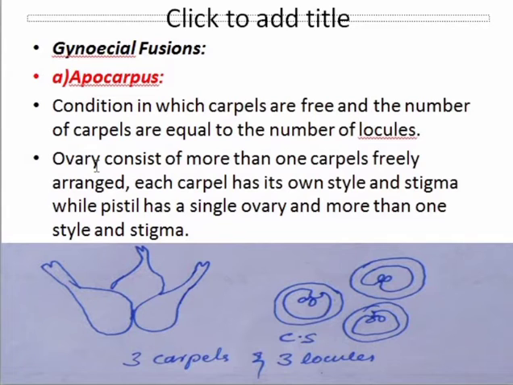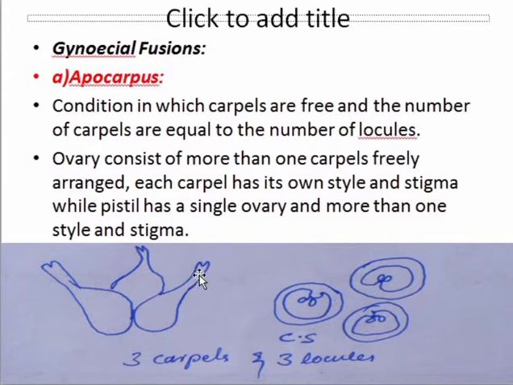Apocarpous is a condition in which carpels are free, and the number of carpels is equal to the number of locules. It means they are not fused, and each carpel has its own locule. Look at this structure. These are the free carpels, and looking at the cross section, each one has its own locule or ovarian cavity. The ovary consists of more than one carpel, freely arranged.